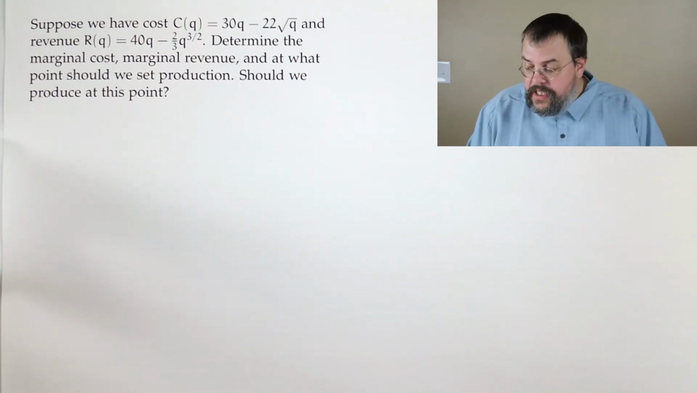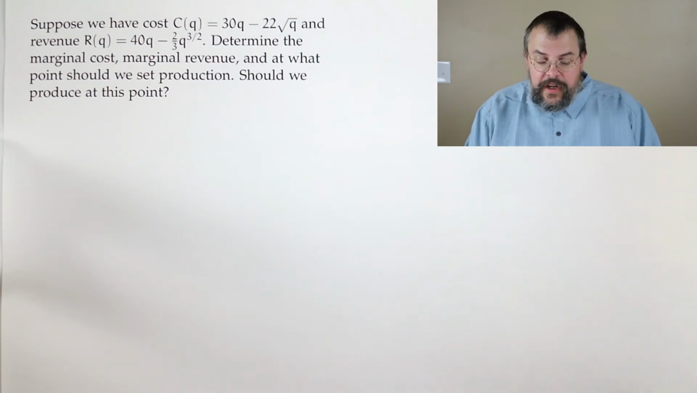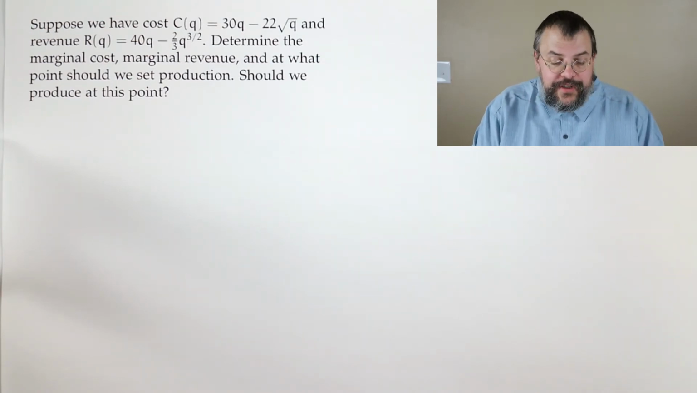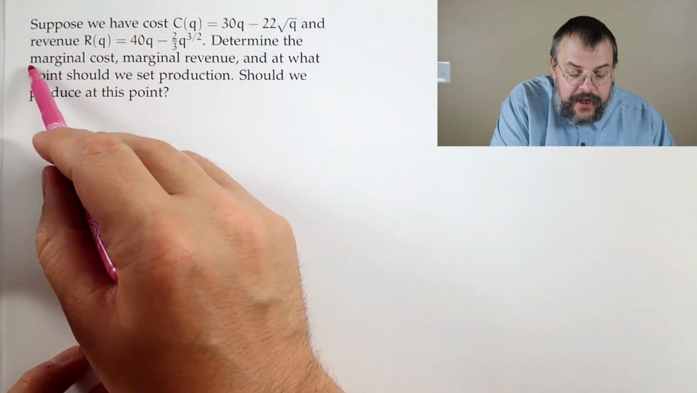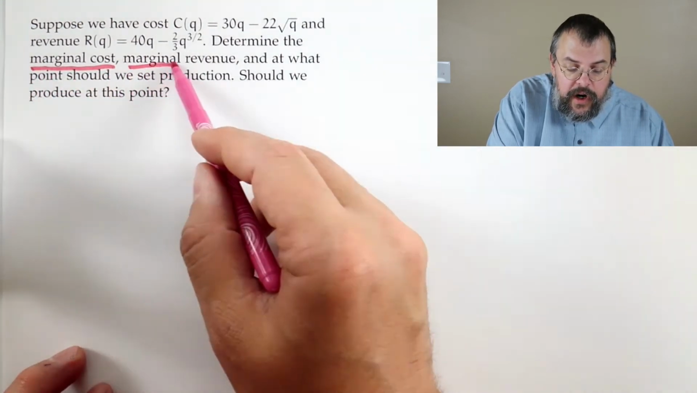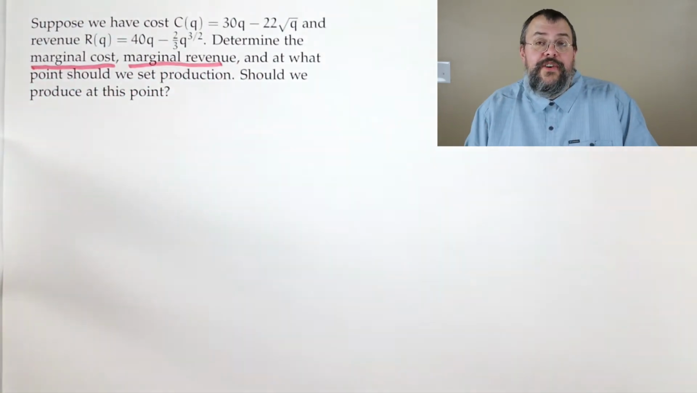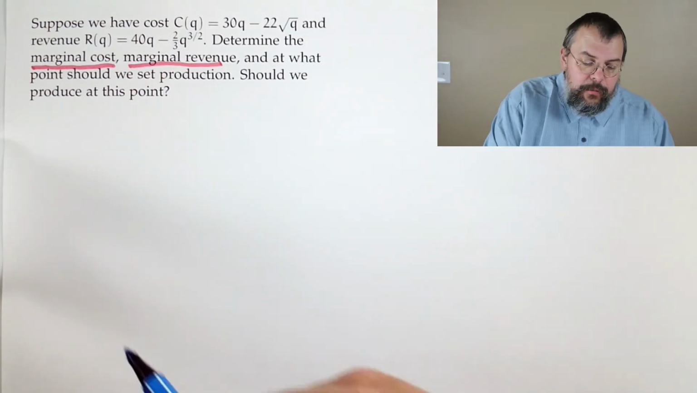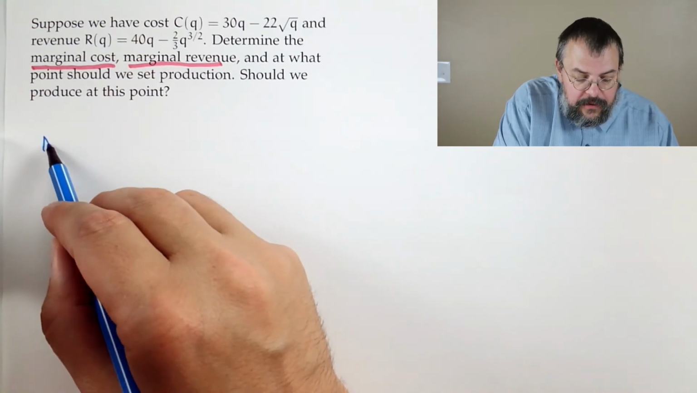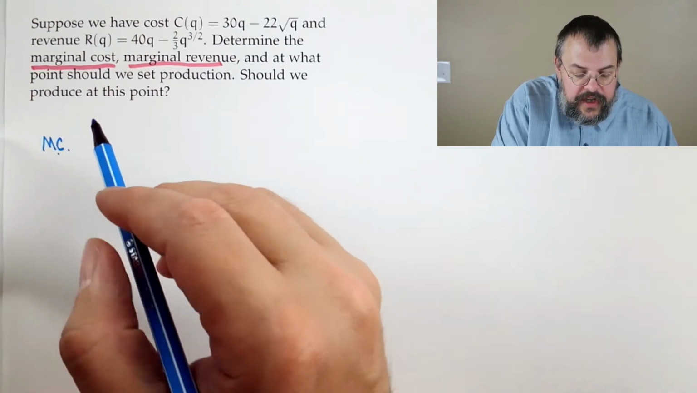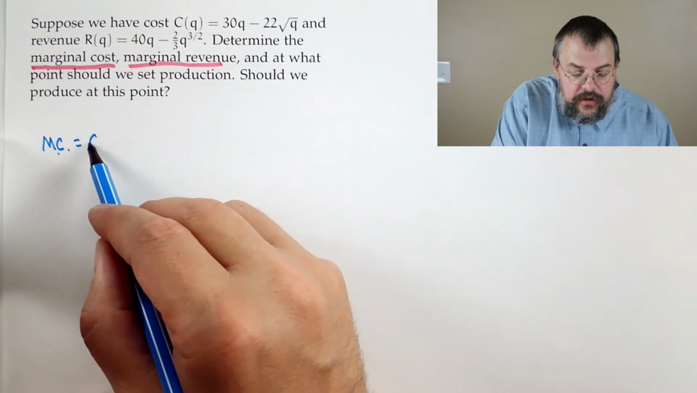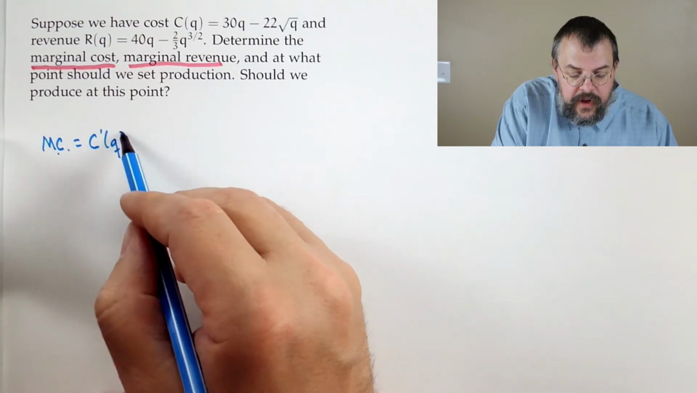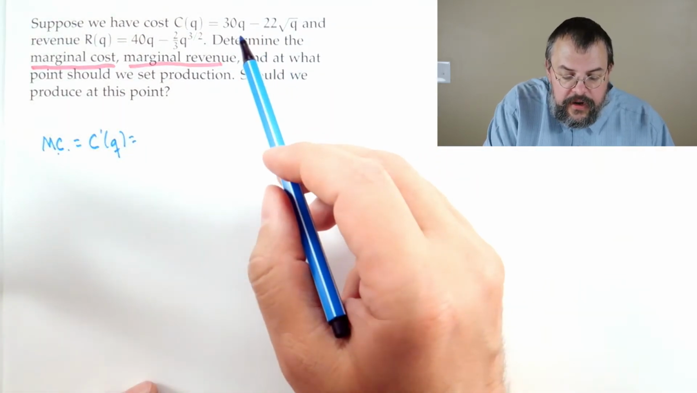Now, the nice thing is we kind of understand what it means to talk about things like marginal cost and marginal revenue. When we hear those terms, what they're really referring to is the derivative of the cost and the derivative of revenue. So marginal cost, I'll write that as MC as an abbreviation. That's the derivative of cost. And so we say, well, what's the derivative?